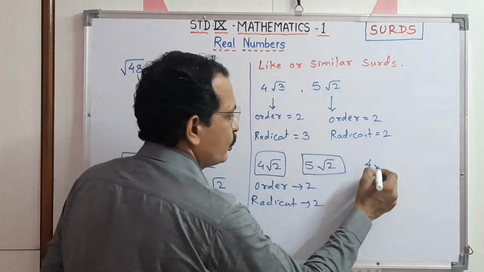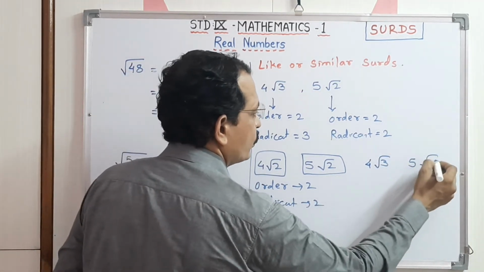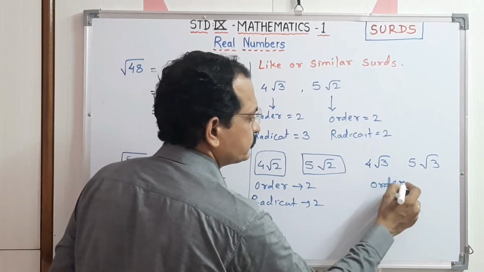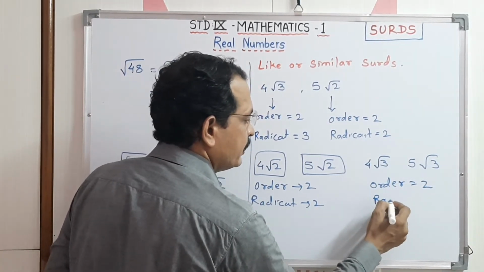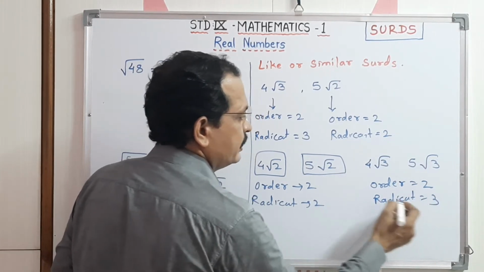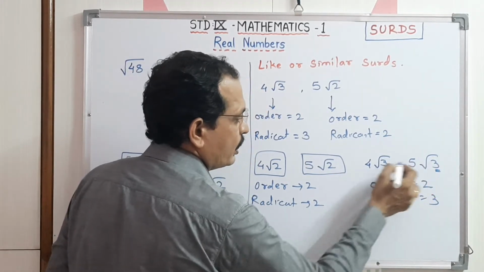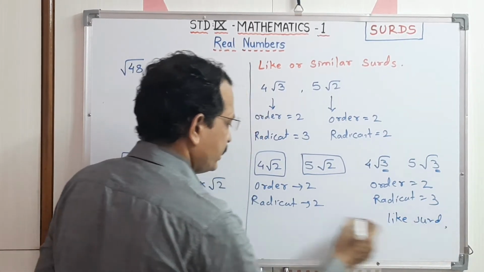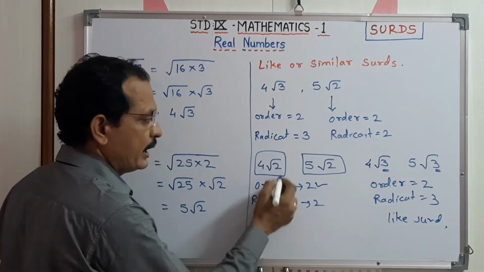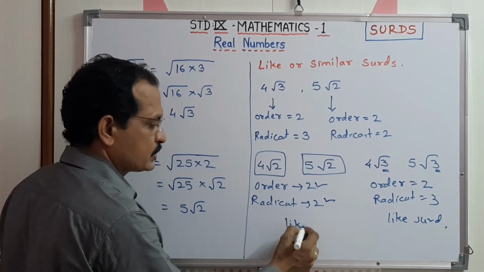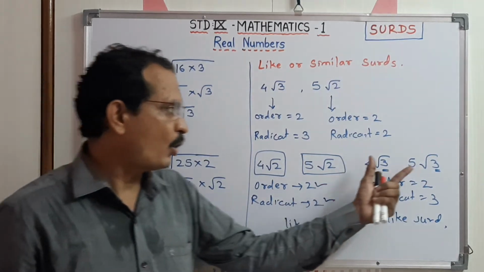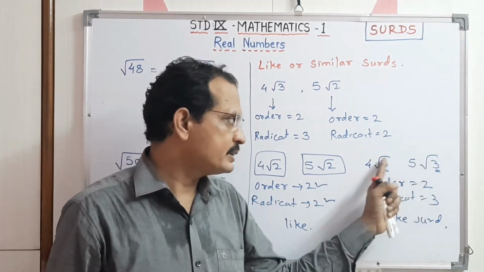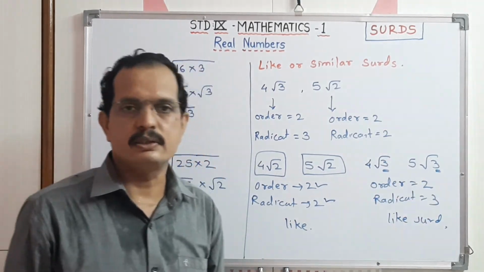Here 4 root 3 and 5 root 3. Here the order is 2 and the radicand is 3. The radicand is the same, the order is the same, therefore these are called like surds. Here also the order is 2 and the radicand is 2, therefore it is also like surds. Here the order is 2 and the radicand is 3, therefore the order is the same, the radicand is the same, therefore they are like surds.